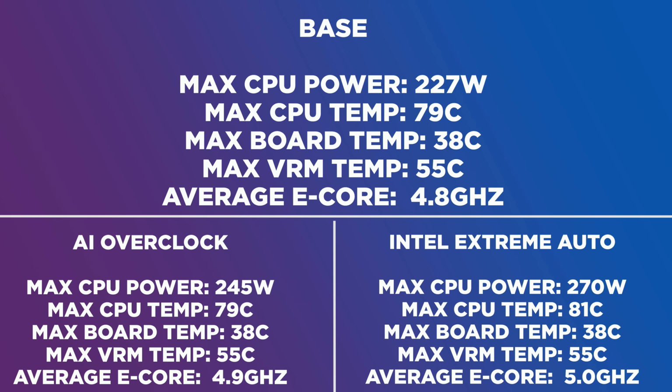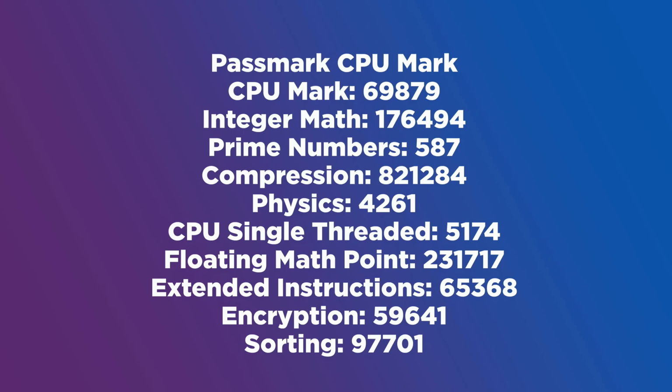After I enabled overclocking and removed the power limits, the CPU power increased slightly to 245 watts where it idled. I ran the CPU-Z stress test again for 10 minutes. Power remained at 245 watts. Core frequency saw a 100 MHz boost to 4.9 GHz. Temperatures on the CPU then reached 79 degrees Celsius and the VRM was at 55 degrees Celsius.